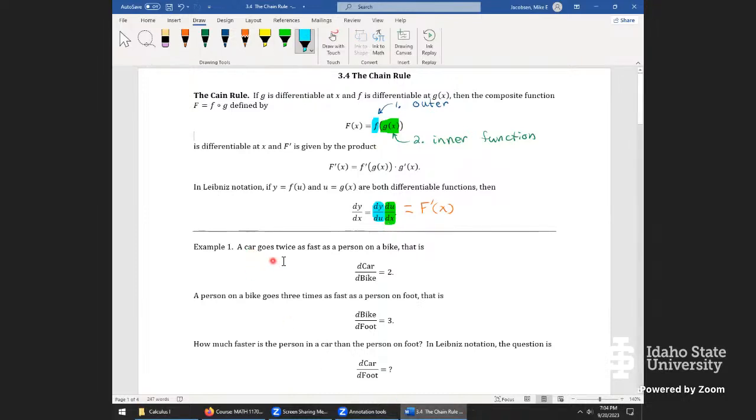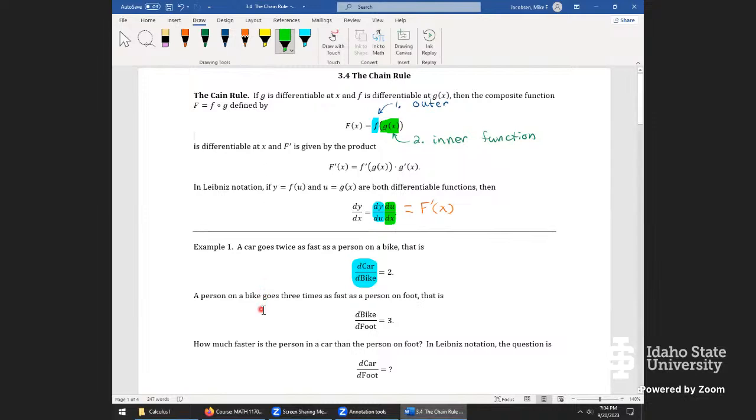It says here, a car goes twice as fast as a person on a bike. It's probably an old car or something like that. If we write this in Leibniz notation, this is the real deal. The rate of change of the speed of the car with respect to the bike is 2, since the car goes twice as fast. So that will be our first derivative that we'll track in the chain rule.